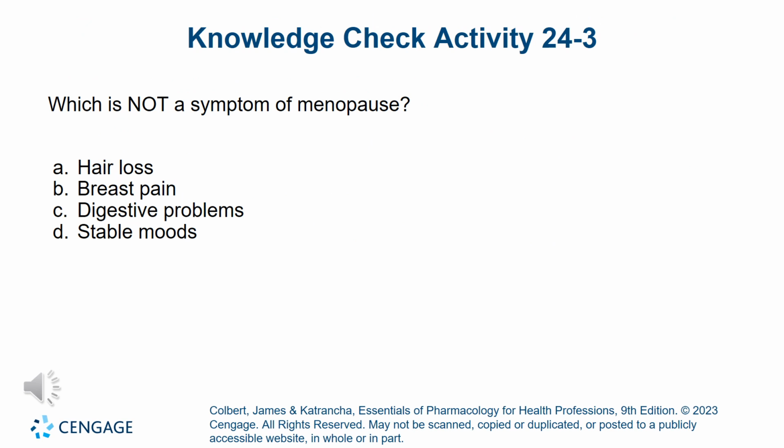Now let's check Activity 24.3: which is not a symptom of menopause? Is it A, hair loss, B, breast pain, C, digestive problems, or D, stable moods? Write your answer down and you can check it at the end of the video.